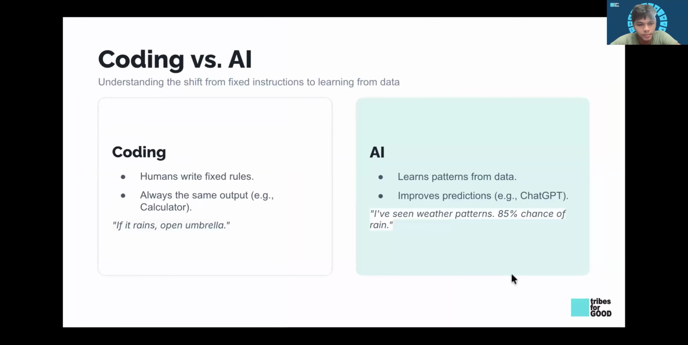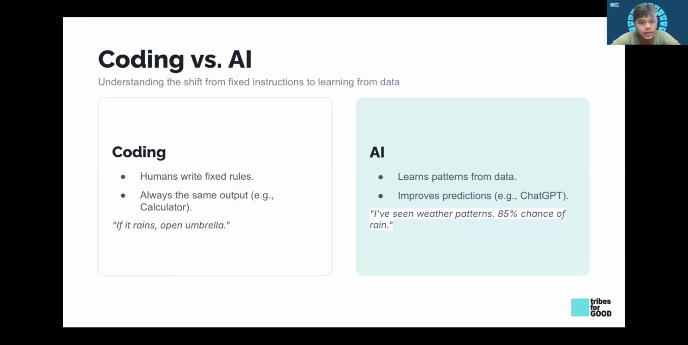So, ma'am, next slide. Now, coding versus AI. Now, in the starting, I told that coding and AI are two different things. So, coding is that humans write fixed rules. Basically, humans have done coding. And basically, coding is going to give the same output. That's the second point. Like a calculator. You put 2 plus 2 in a calculator, it is always going to give you 4. Or you put any other mathematical expression, it's going to give you the correct answer.